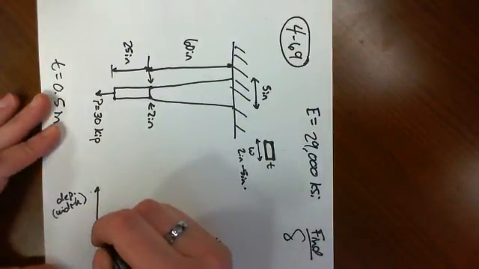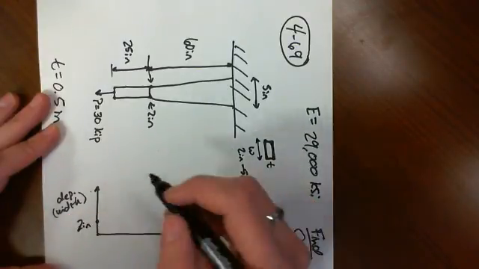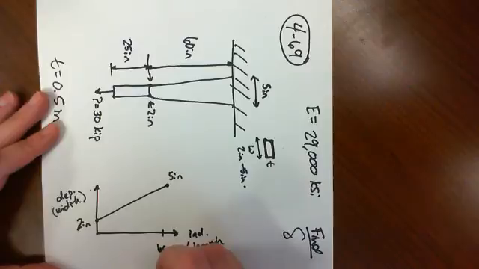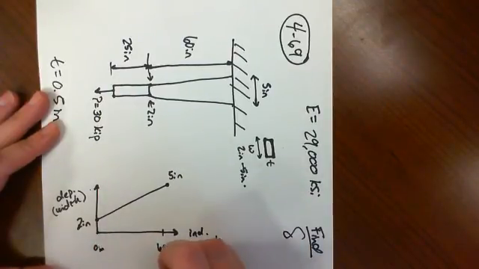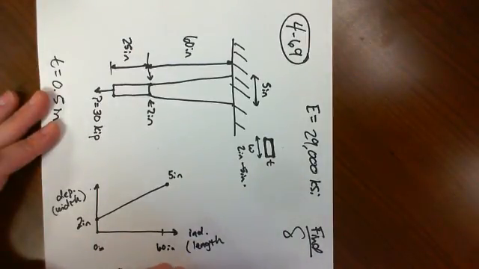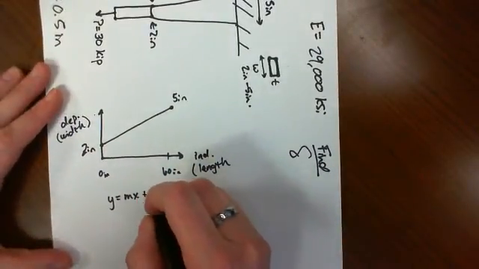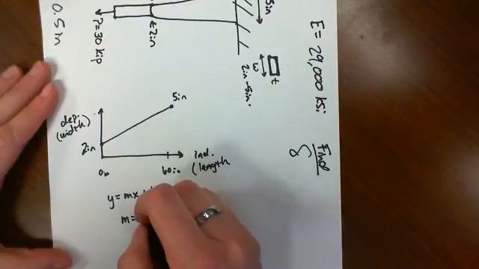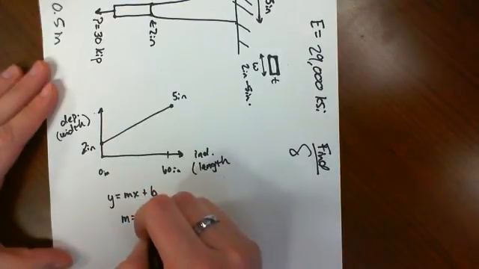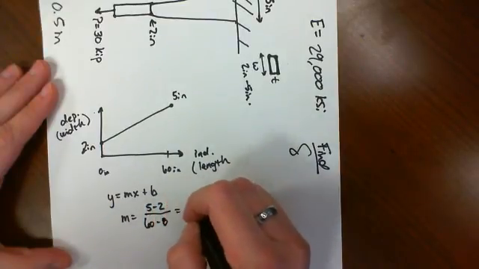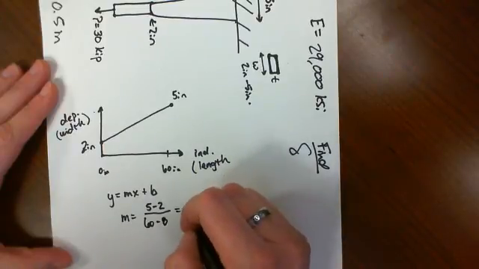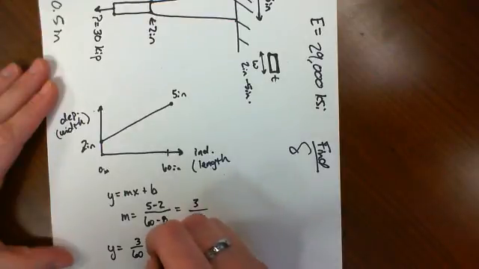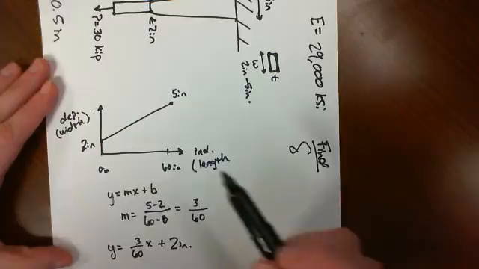So if we think about this, we start at 2 inches here for our width, and we end up at 5 inches here. So we have a line from 2 to 5, and here this is 60 inches, and this would be 0. So now we can just describe this line. We have y equals mx plus b. So we can describe the slope of this line as 5 minus 2 over 60 minus 0. So our slope is 3 over 60. So we have an equation y equals 3 over 60 times x plus 2 inches, because our intercept is 2 inches.